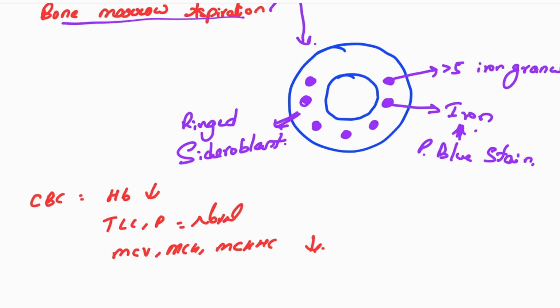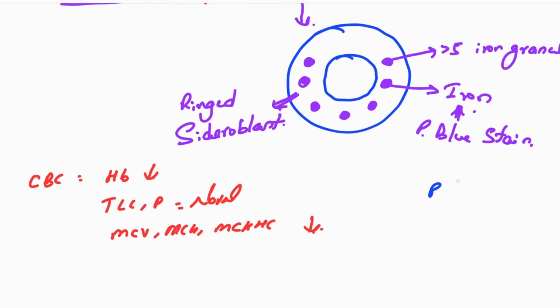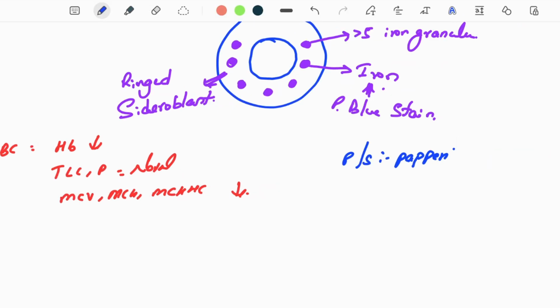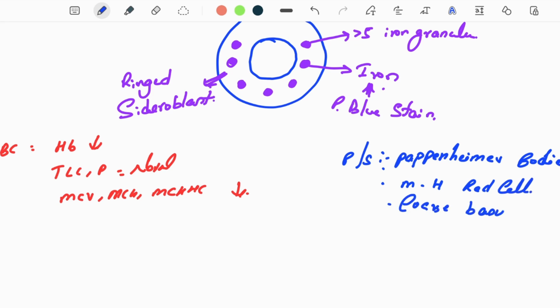Okay. Next one is peripheral smear. In peripheral smear, you can observe Pappenheimer bodies. These are nothing but the accumulation of iron in the mature RBC. Next, you can observe the microcytic hypochromic red cells and coarse basophilic stippling. So these are the peripheral smear findings you can observe in sideroblastic anemia.